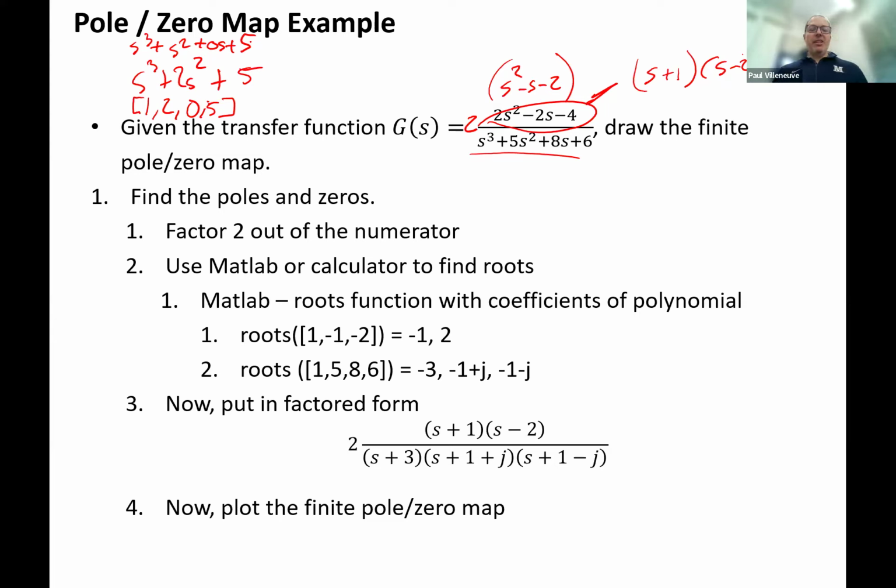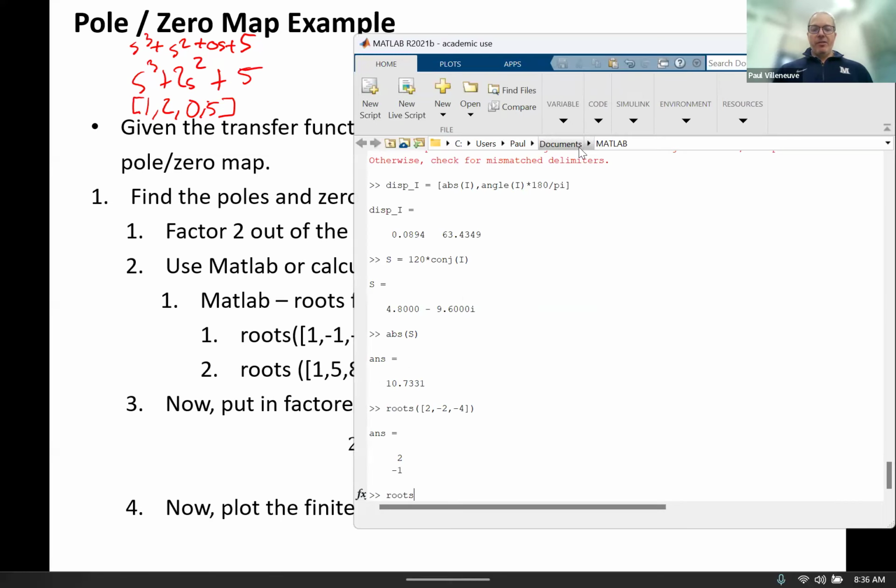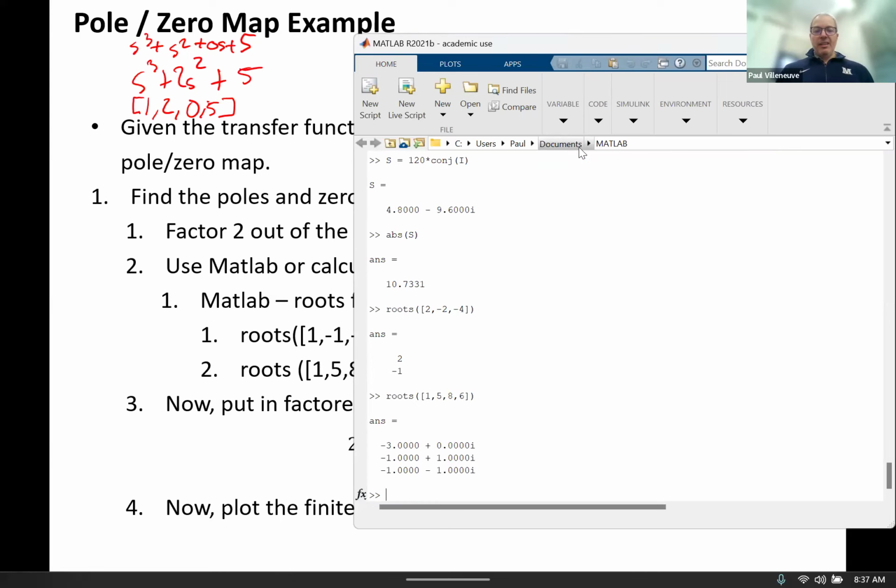And does anybody want me to show them how to do the roots? Well, let's do the roots because you have complex numbers and it gets a little bit confusing. So we're going to enter in the roots of the denominator. We'll find the roots of the denominator entering the polynomial coefficients here. So we have 1, 5, 8, and 6. Close the brackets. Close the parentheses.